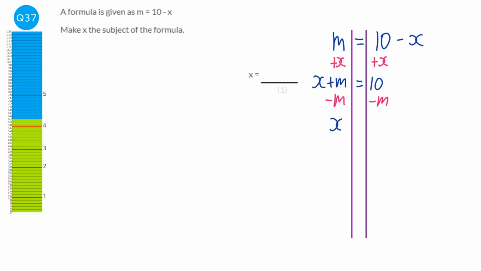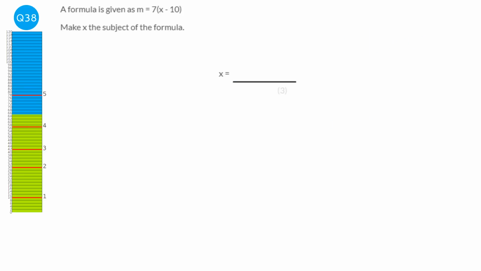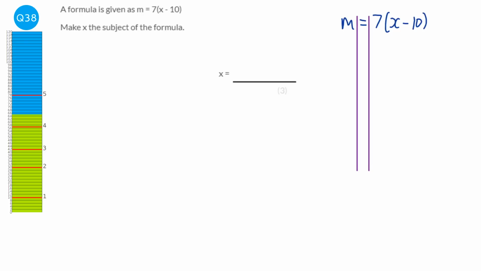So we've got x equals 10 minus m. So our answer is 10 minus m. X equals 10 minus m. So we're going to start just by writing this out. So m equals 7 brackets x minus 10. And we're going to put our solving lines in.